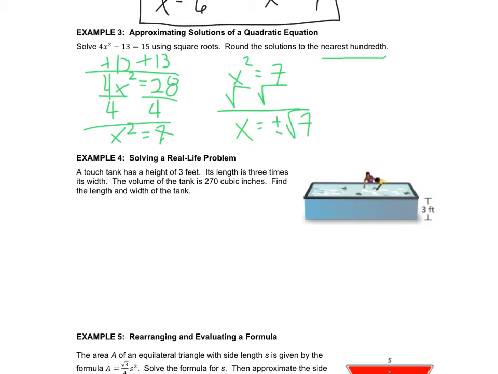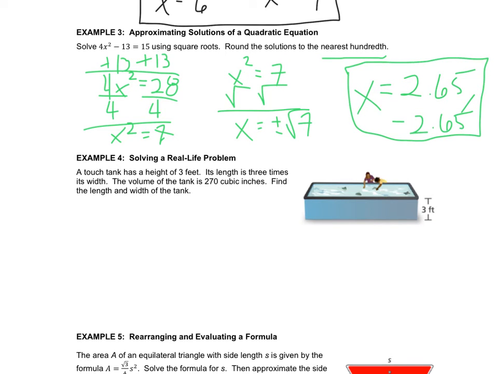square root of 7, which, with a calculator, is approximately 2.65 rounded to the hundredths, or negative 2.65. Again, rounding to the nearest hundredths. If it was rounded to the tenths, I would obviously adjust to whatever they were rounding to.